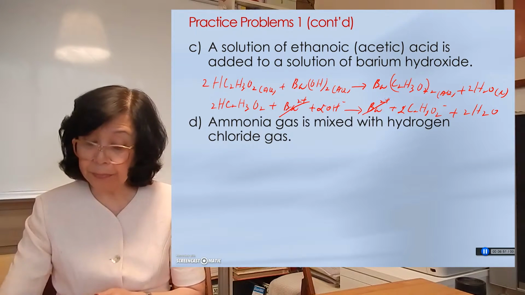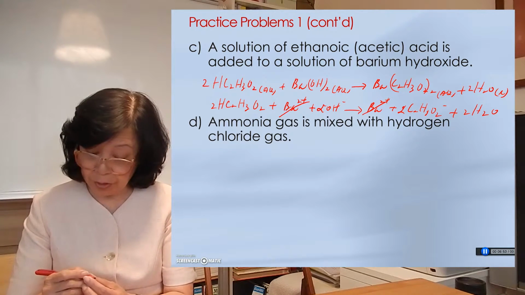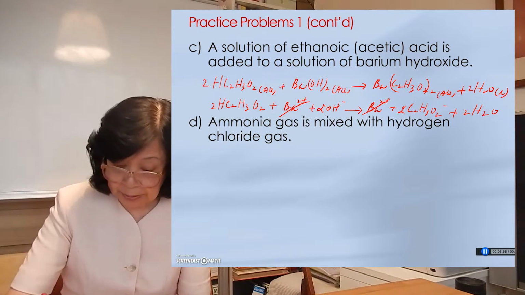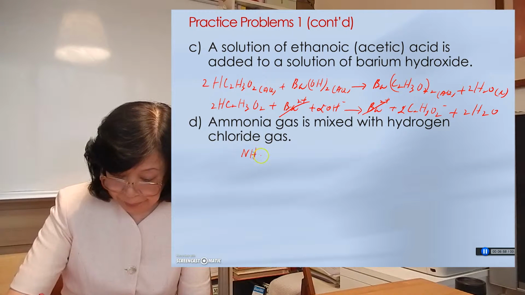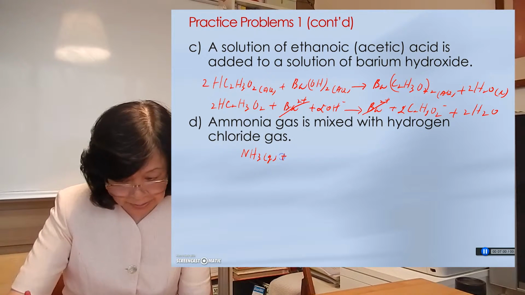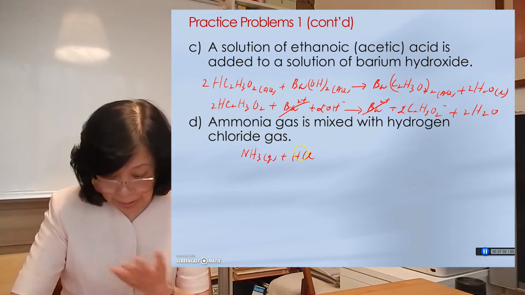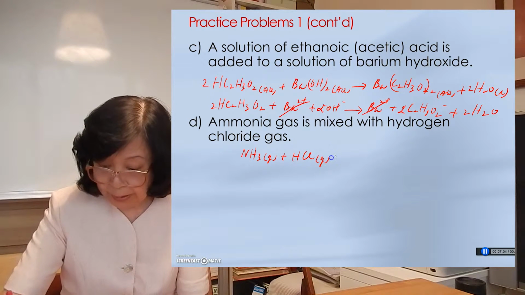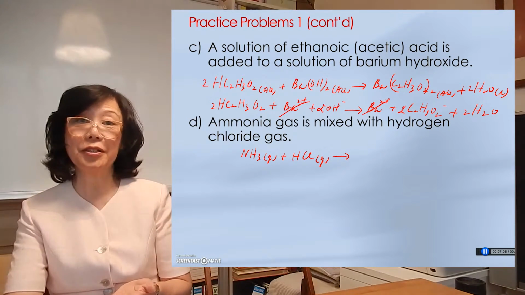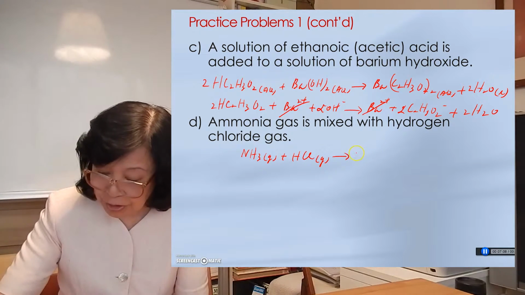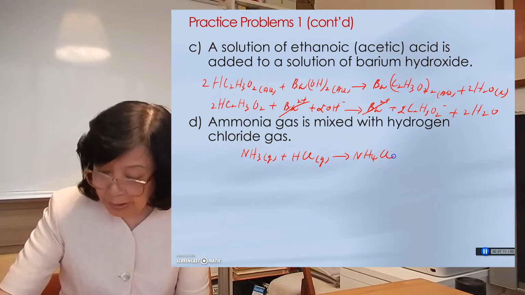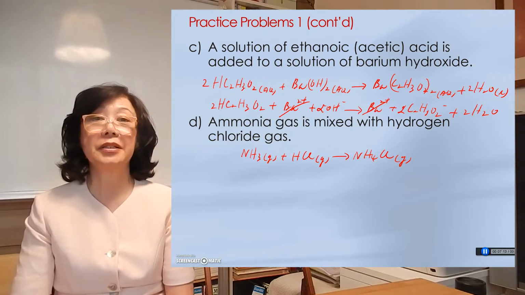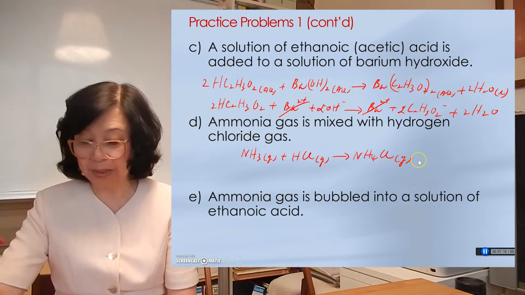The next problem, ammonia gas mixed with hydrogen chloride gas. Now, this is interesting because both of them are gases. So this is a weak base with a strong acid. Now, because there's no water environment, you don't form ions. Therefore, you just write NH4Cl. Stay intact, okay?